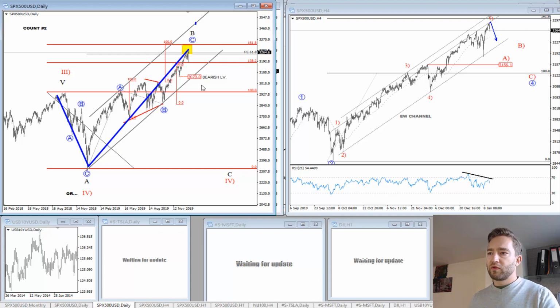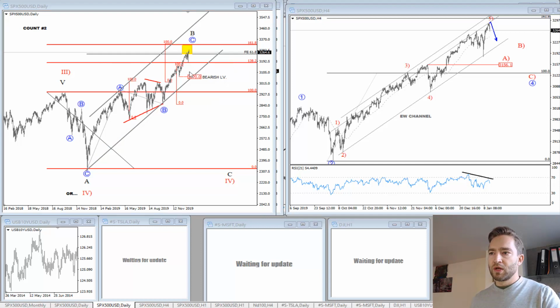Okay, we have very important fib levels here on a daily chart. The first important fib zone is probably this 138 to 161.8% extension of this drop. And then you also have the 161.8% extension of wave A measured from wave B, which comes in right there.